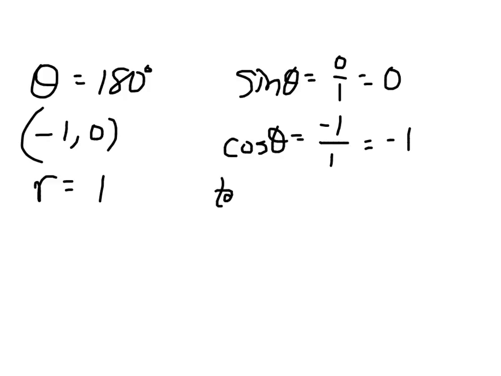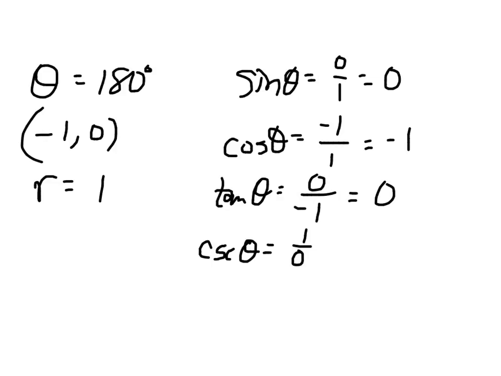And what's -1 divided by 1? The tangent of theta is the y coordinate, which is 0, divided by the x coordinate, which is -1. And what's 0 divided by anything? The cosecant is the reciprocal of the sine, which is 1 over 0. What's 1 divided by 0? Not 0. Not 1. You can't do it.